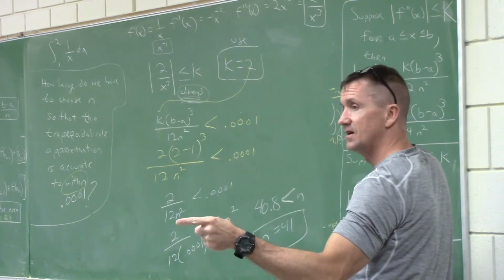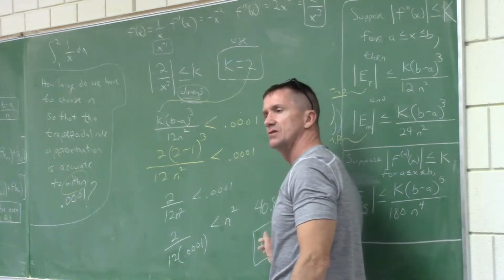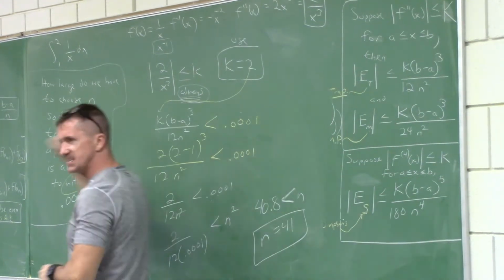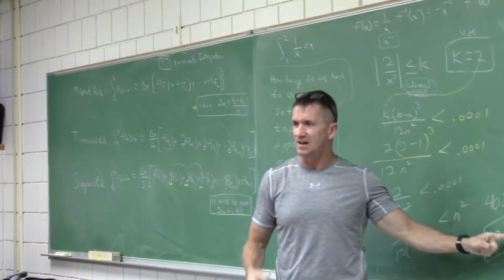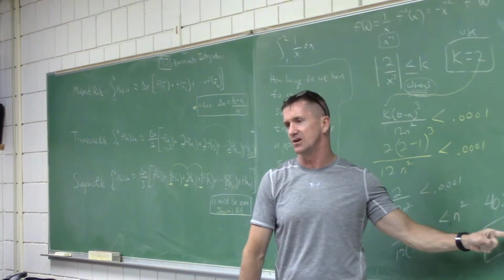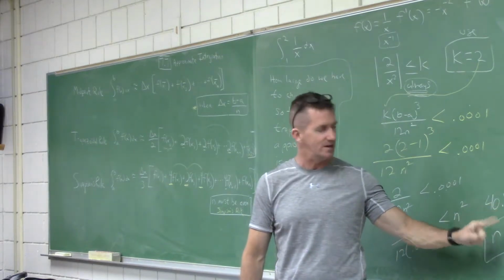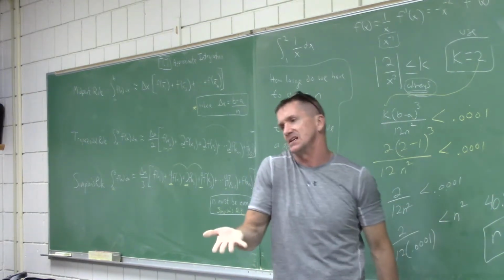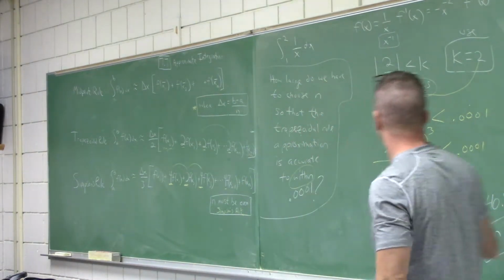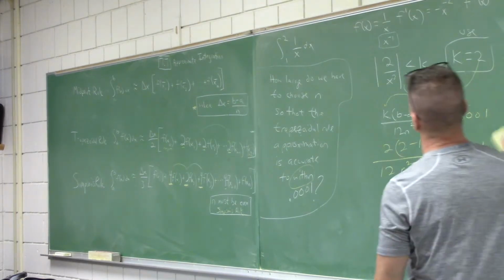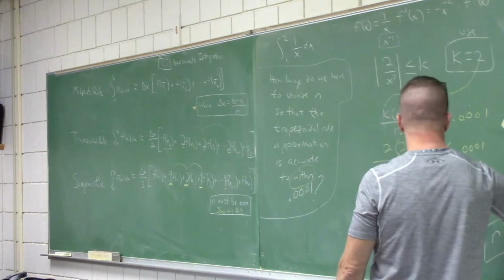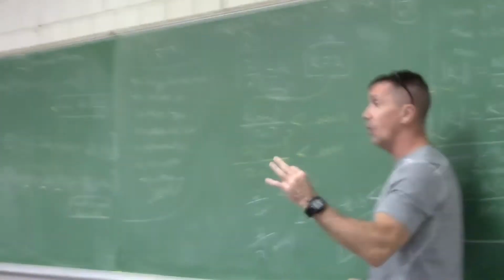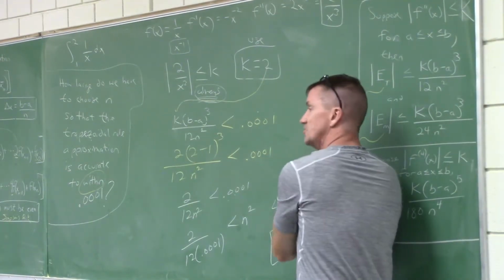We always have n as an integer. Always go up to the next integer. And then, Armando, if it's Simpson's, make sure to make it even. So in this case, let's say we're running Simpson's rule here, Armando, 40.8, I would have made this 42, because it has to be even. So you would never round down? That's right, you always round up.